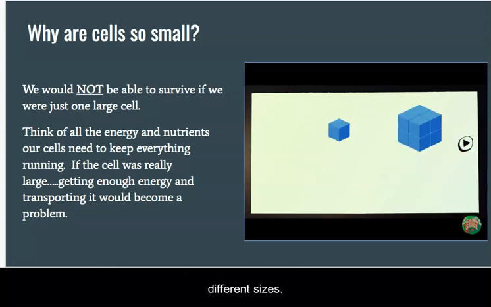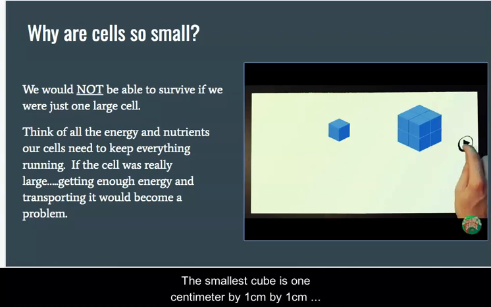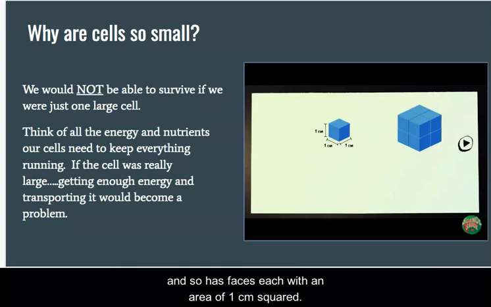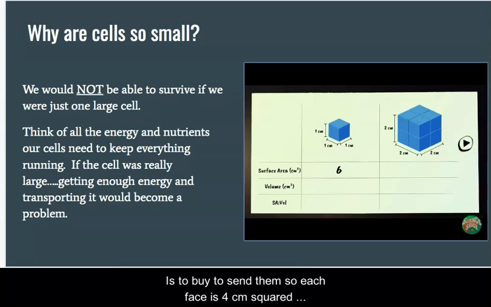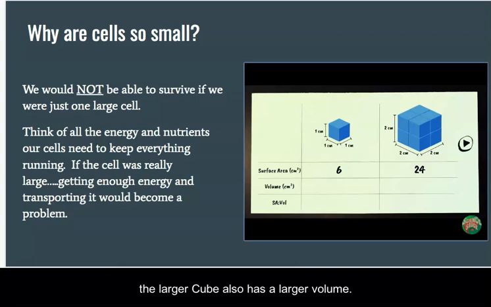Consider two cubes of different sizes. The smallest cube is 1 centimeter by 1 centimeter by 1 centimeter, and so has faces each with an area of 1 centimeter squared. And there are 6 faces, so it has a total surface area of 6 centimeters squared. The larger cube is 2 centimeters by 2 centimeters by 2 centimeters, so each face is 4 centimeters squared. With 6 faces, it has a total surface area of 24 centimeters squared. So, the larger cube has a larger surface area, but the larger cube also has a larger volume.